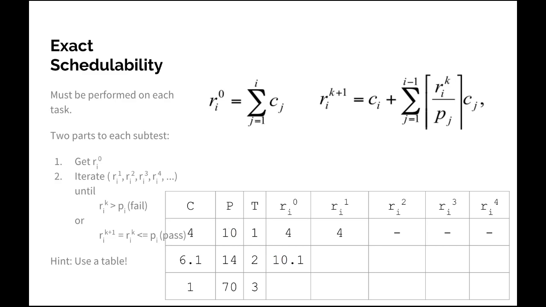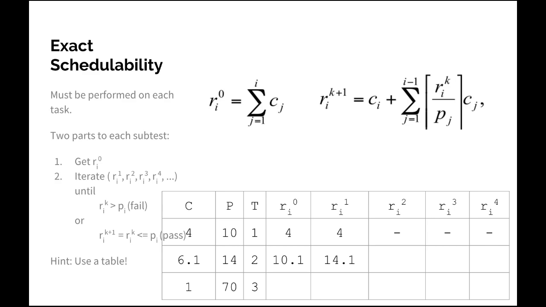You take that division and you take the ceiling of it. So in this case, 10.1 divided by 10, and the ceiling of that is going to be 2. You then multiply it by the execution of the given task. So 10.1 divided by 10, rounded up to 2, multiplied by 4, so 8. Then plus the execution of that task, 6.1, and you get 14.1 for your R1 value for the second task.